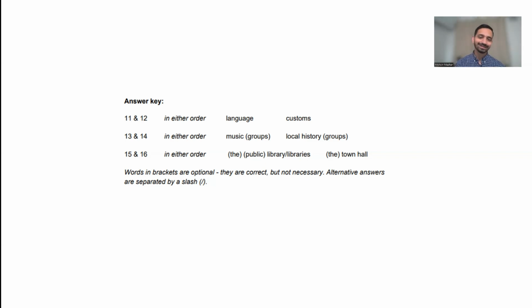15 and 16 in either order. Again, the public library or libraries or just library is fine as well. The town hall or just town hall. Okay. Words in brackets are optional. They are correct, but not necessary. Alternative answers are separated by a slash.